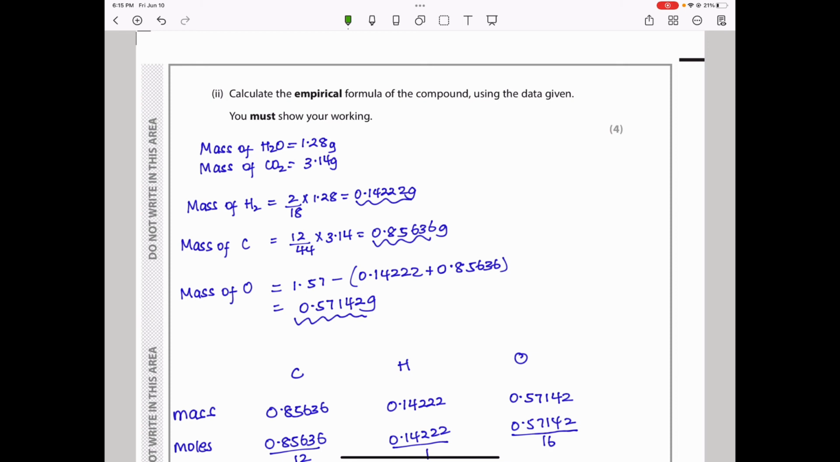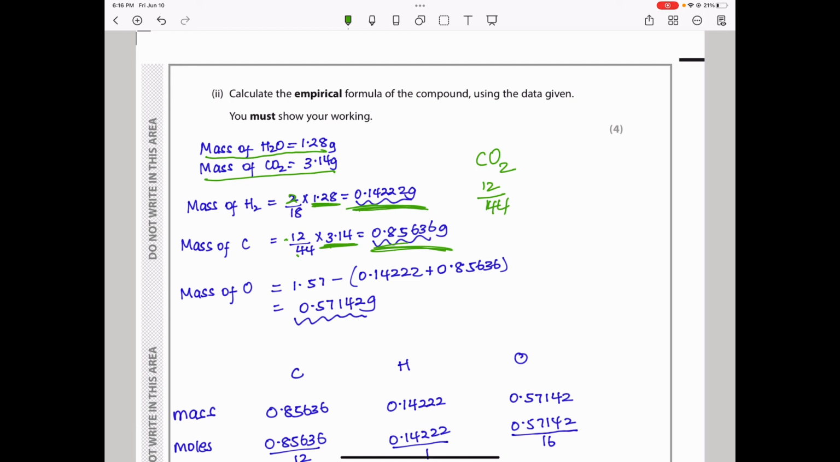Calculate the empirical formula of the compound using the data given. You must show your working. From the data, we have the mass of water and the mass of carbon dioxide. But we know in each water molecule, the hydrogen is 2 out of 18. So 2 over 18 times the mass of water gives us the mass of hydrogen. And 12 out of 44, remember carbon dioxide is like this, carbon is 12, the whole thing is 44. So 12 out of 44 times the mass of carbon dioxide gives us the mass of carbon.